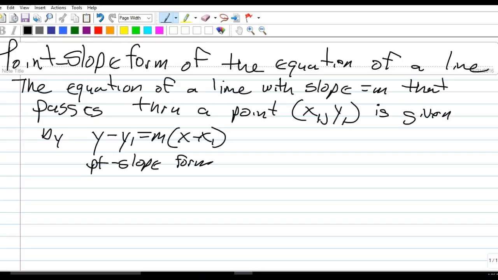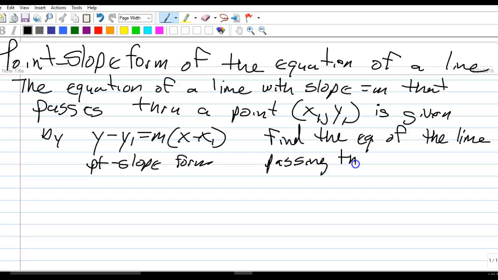So let's find the equation of the line passing through the ordered pair (8, 10) with slope m equal to 3/2.